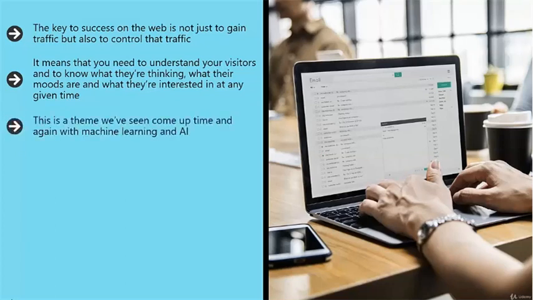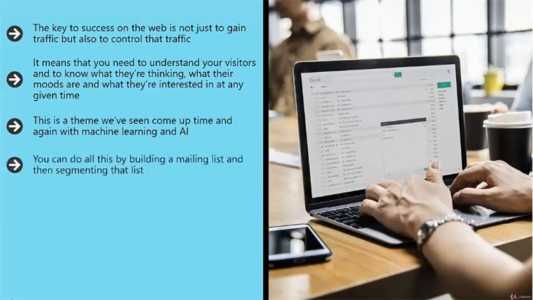This is a theme we've seen come up time and again with machine learning and AI, and email marketing is no different. You can do all this by building a mailing list and then segmenting that list. First, let's go over the basics of email marketing again for those that aren't familiar. Email marketing is, of course, the process of marketing via email. In other words, this means you're going to be building a big list, a collection of emails, and you'll do this by asking visitors to your site to share their contact details when they land on your homepage.